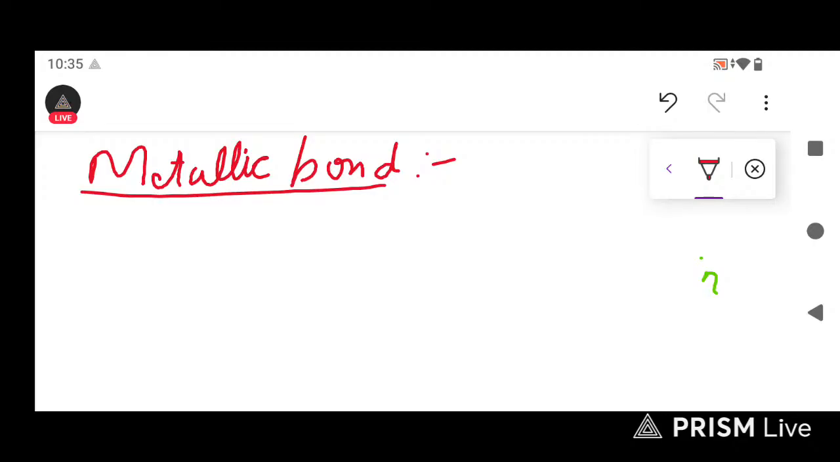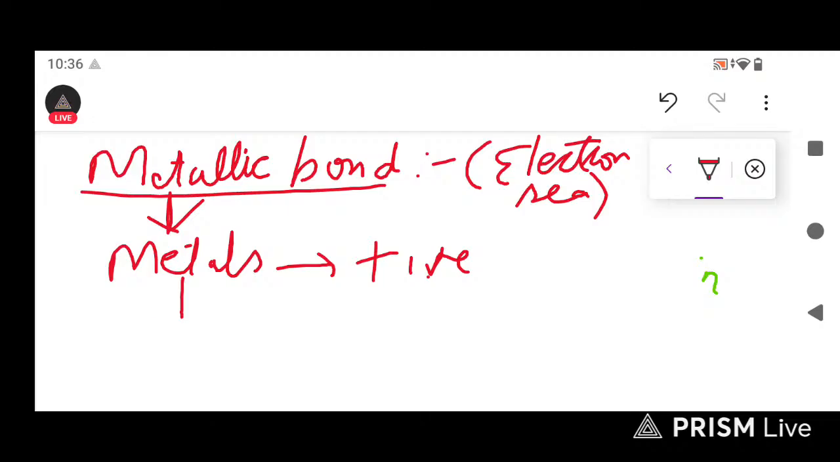Okay, welcome students to another exciting lecture, which is about the metallic bond. Here we will discuss the metallic bond, which we know as the electron sea. The electron sea is one in which the different types of metals have a tendency to lose electrons, so they easily give electrons to another one who needs those electrons.